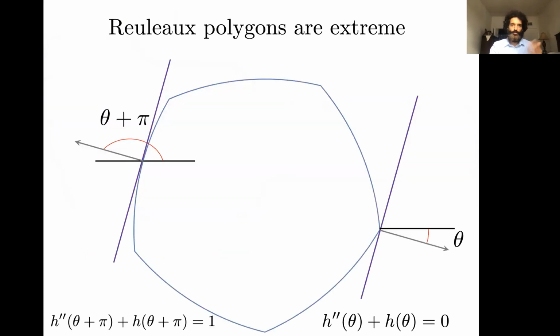Okay, so what's a good example? Well, the Reuleaux polygons. That's the prime example. Because if I look at any point on this shape, here's our pentagon again, either I'm going to be at a vertex, and at a vertex the radius of curvature is 0, so h double prime plus h is 0, or I'm going to be on a segment of a circle of radius 1, and by definition the radius of curvature there is 1. So at every theta, h double prime plus h is either 0 or 1. So Reuleaux polygons are all extreme.